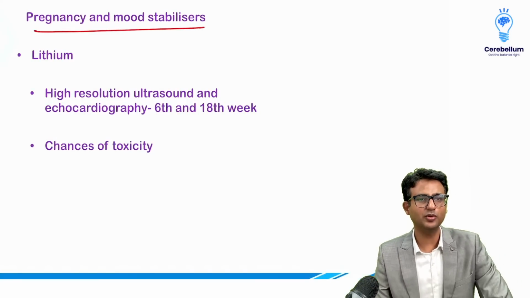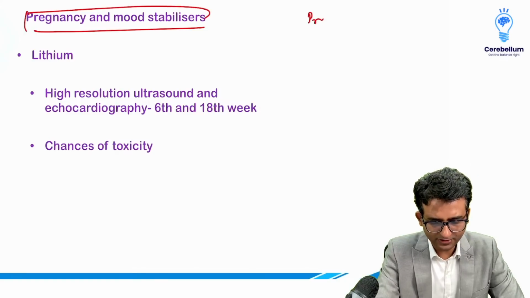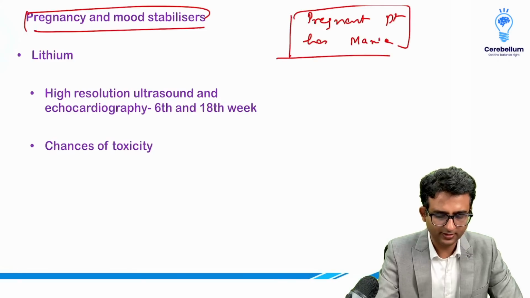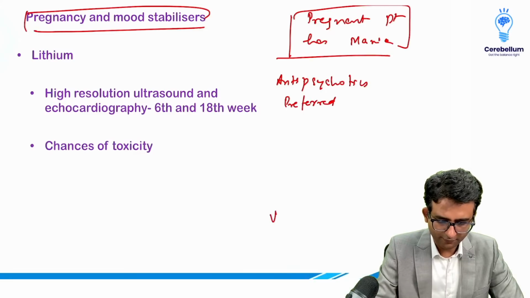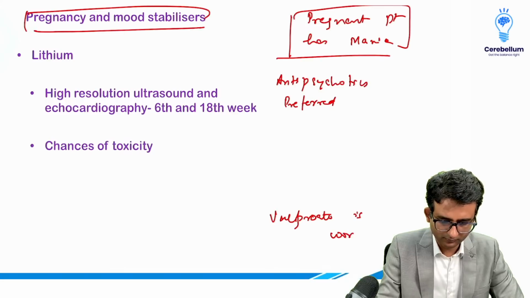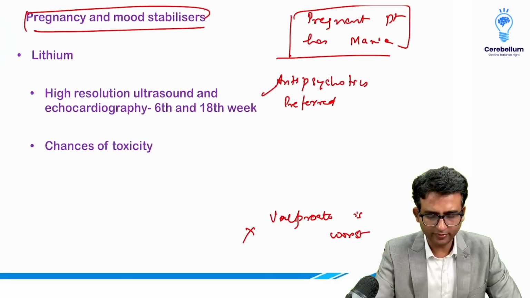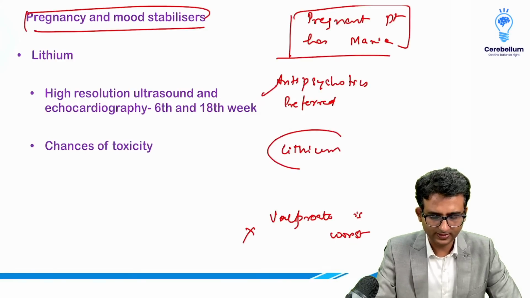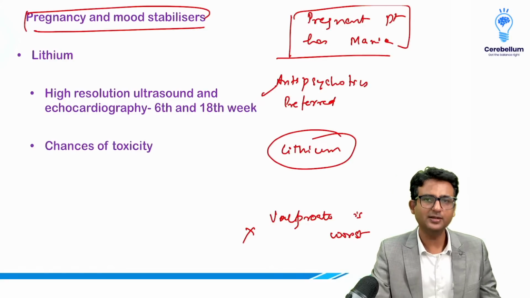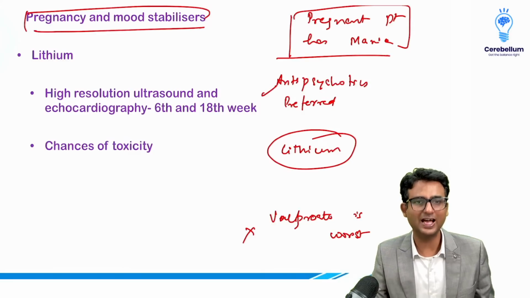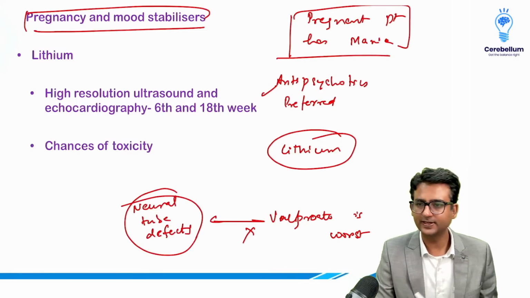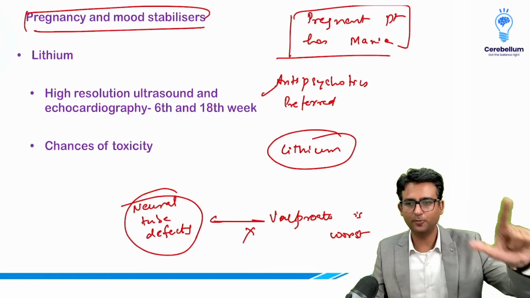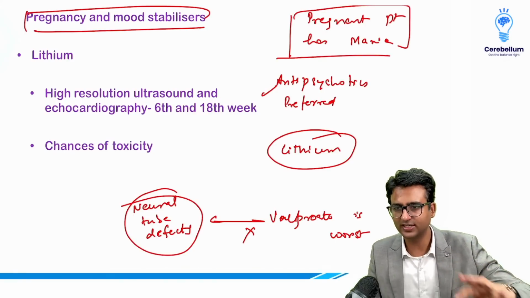Pregnancy and mood stabilizers. It's a common question. So, if a pregnant patient has mania and you are asked the treatment, antipsychotics are the best. Valproate is the worst. You do not want to give valproate. You want to give antipsychotics. Lithium is in between. It can cause Ebstein anomaly, but the chances of a patient developing Ebstein anomaly are not as high as the chances of a patient developing neural tube defects on valproate. Okay? The best is antipsychotic. The worst is valproate. Lithium can be given, but not as good as antipsychotics. Will you remember all three things?